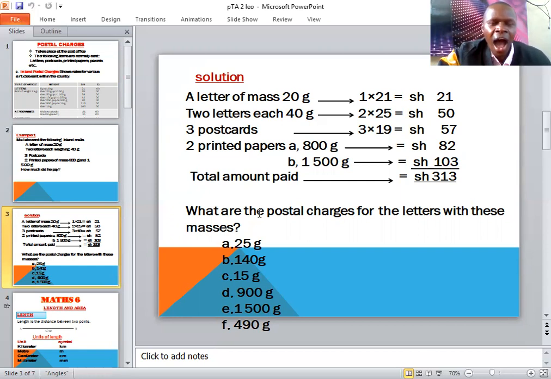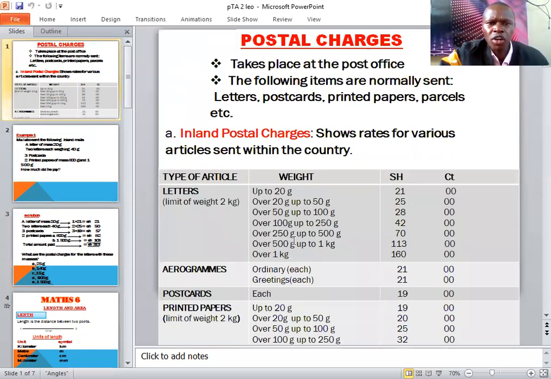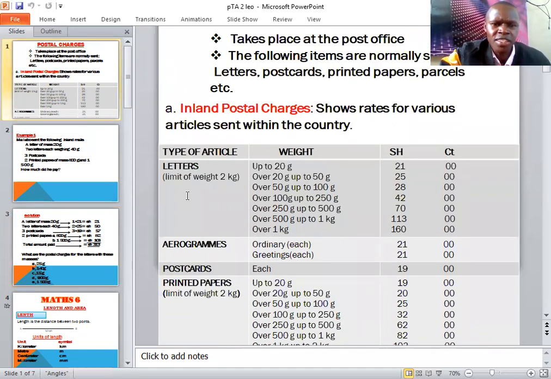Fine. I have a sample of questions here. And this is the question. What are the postal charges for the letters? What is being sent? The letters with these masses. The first letter is weighing 25 grams. So, you are going to find out from the table. This is the table you are going to use for answering those questions.